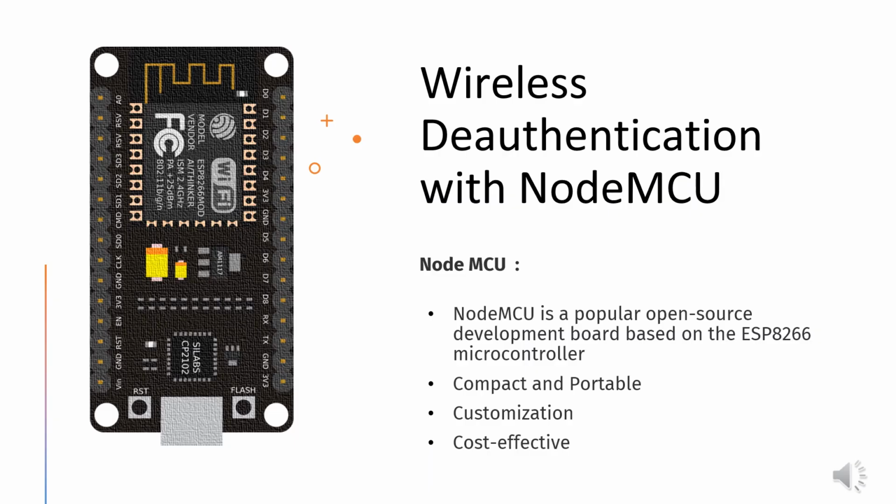Wireless deauthentication with NodeMCU. NodeMCU is a popular open source development board which has the ESP8266 Wi-Fi chipset with which we can launch a deauthentication attack. Advantages of using NodeMCU for a deauthentication attack is, unlike computers, it is compact and portable. NodeMCU is a small development board, which makes it convenient for deploying a deauthentication attack. NodeMCU is also programmable, so it can be customized to perform a deauthentication attack. And also, NodeMCU is an inexpensive microcontroller compared to other Wi-Fi hacking tools in the market.